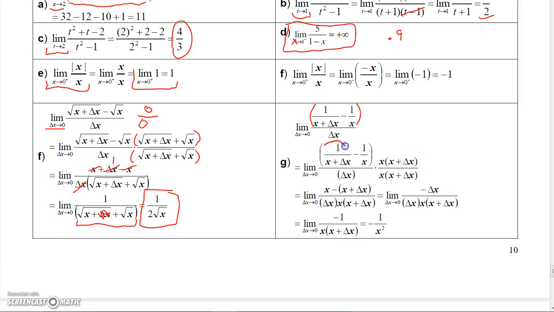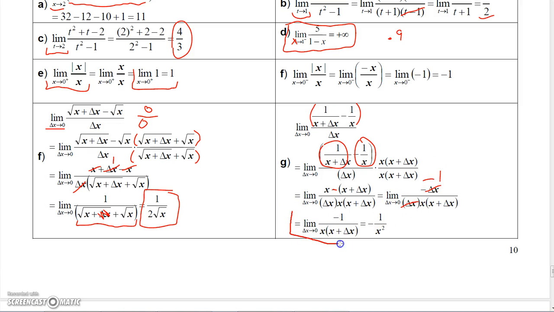So when I multiply this term by x times x plus delta x, the x plus delta x cancel, and I just get an x. When I multiply this term by x times x plus delta x, the x's cancel, and I just get x plus delta x. And then I have to subtract that quantity. So I have x minus this quantity, so the x's will cancel, and I'll have minus delta x. And on the bottom, I'm going to have delta x times this quantity. So now I have minus delta x over delta x, but that's just going to be minus 1 over this.